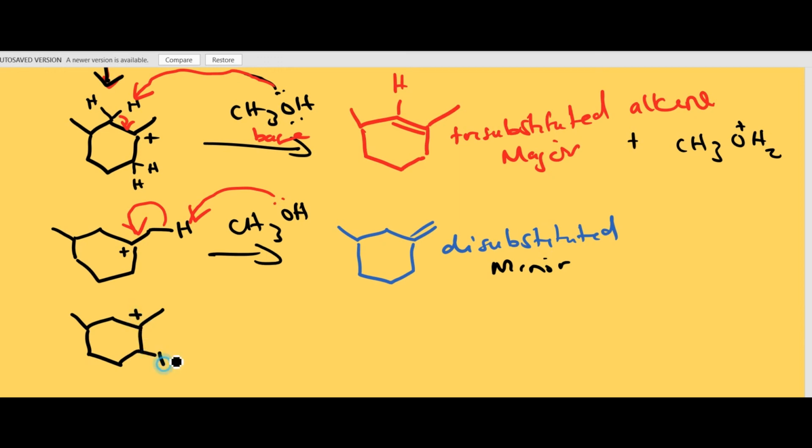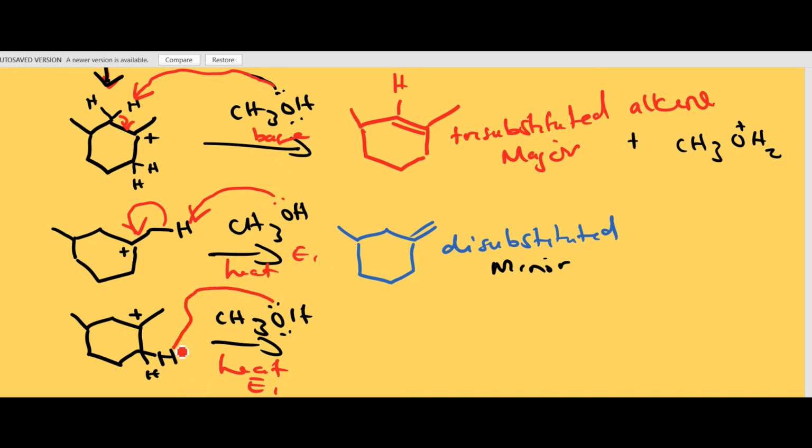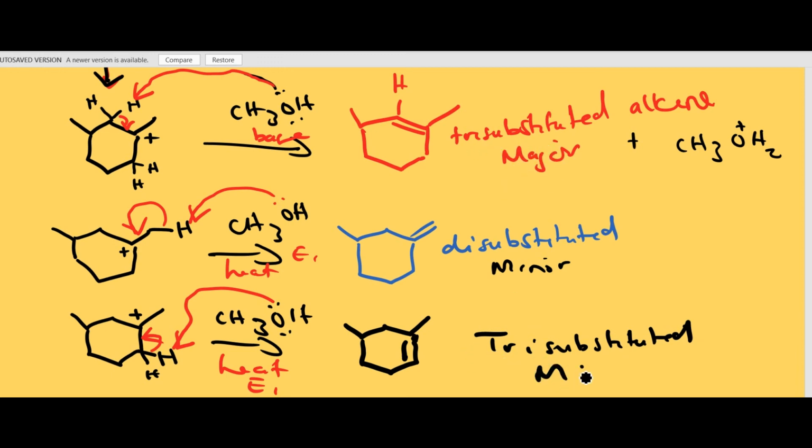All right, now of course you have another type of beta hydrogen down there, so we're going to steal it. Okay, again we are assuming we are going E1 because of the heat that we just added, so we're going to remove that beta hydrogen. Methanol acts as a base and you're going to end up with this product. All right, now trisubstituted. All right, so I say this is a major, it's trisubstituted. This is also trisubstituted, so this is a competing major also. So if you say that or that is a major, you're still correct because both of them are trisubstituted.